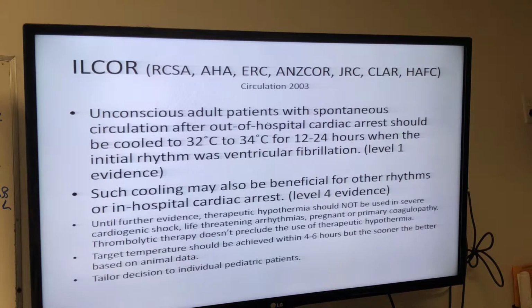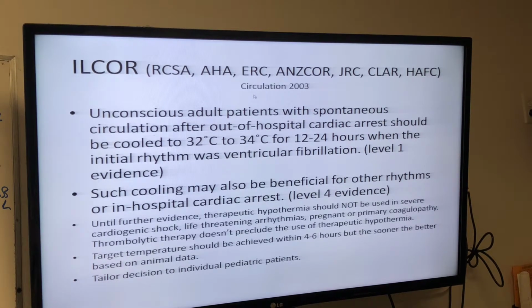So the ILCOR had to happen, which is the International Liaison Committee on Resuscitation. This council is basically all the heart associations, like the South African Resuscitation Council, the American Heart Association, the New Zealand, Australian, Japanese, Hispanic, all of these things, right? So they all met, I don't know where, but it probably was in a bar somewhere.